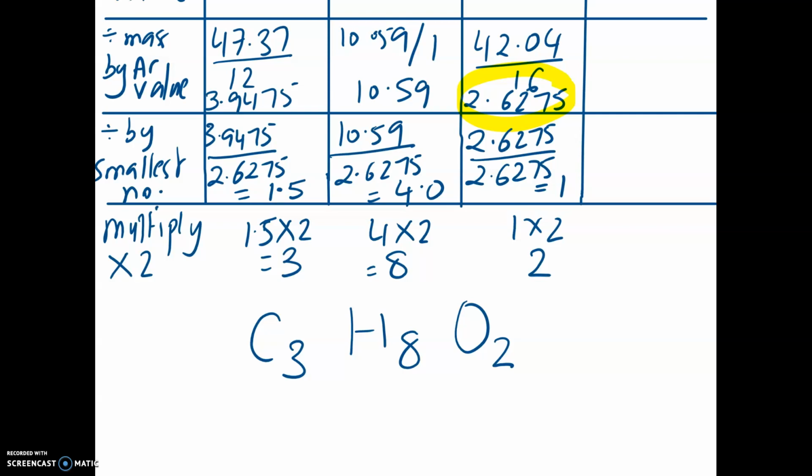So if you have a decimal point, like I just showed you, multiply by a number, and you can then come up to a whole number, and that's what your empirical formula is.